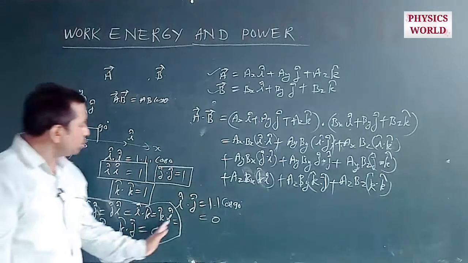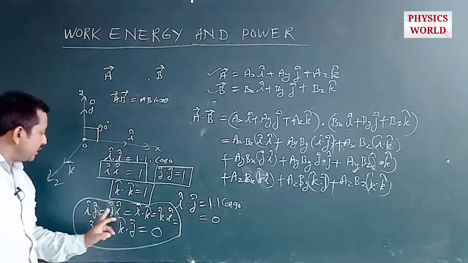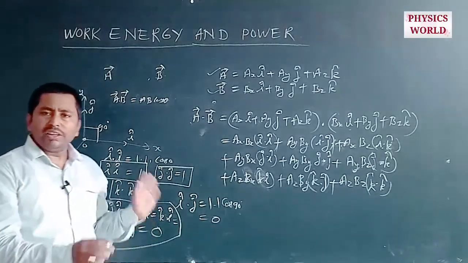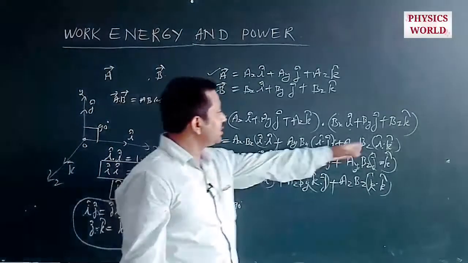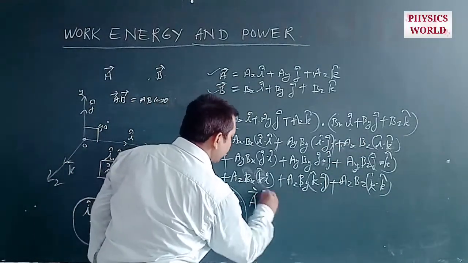So if we put the values of i dot i, j dot j, k dot k, i dot j, j dot i, k dot i, j dot k, k dot j from here into this expression, then we will obtain the value of the dot product of the two vectors.